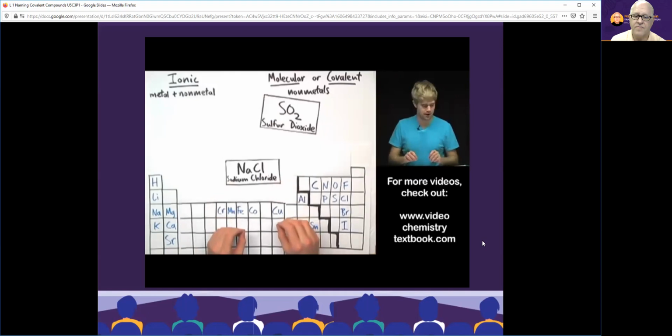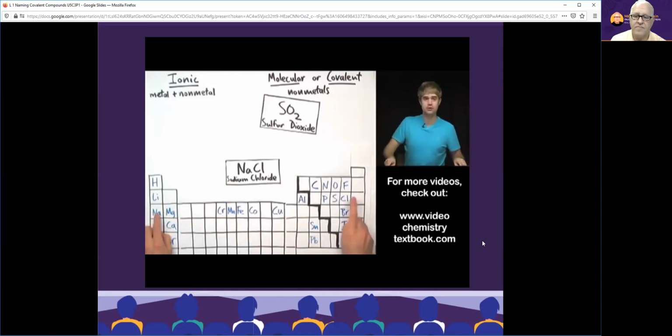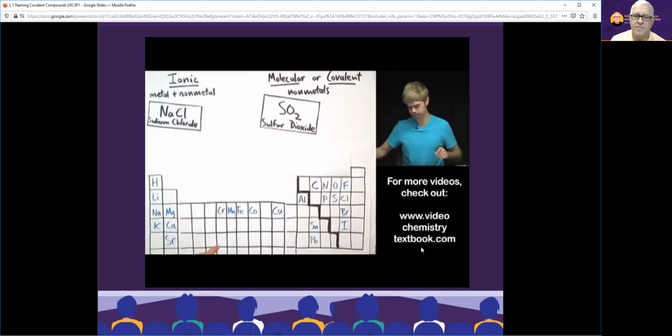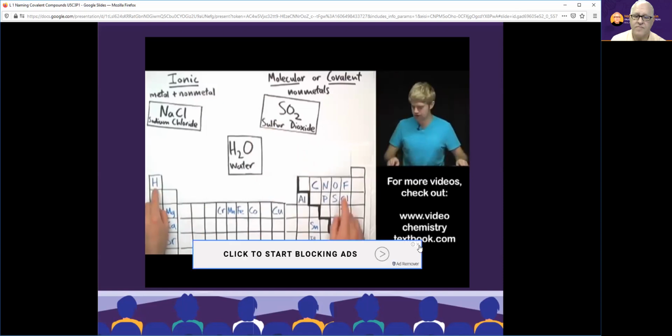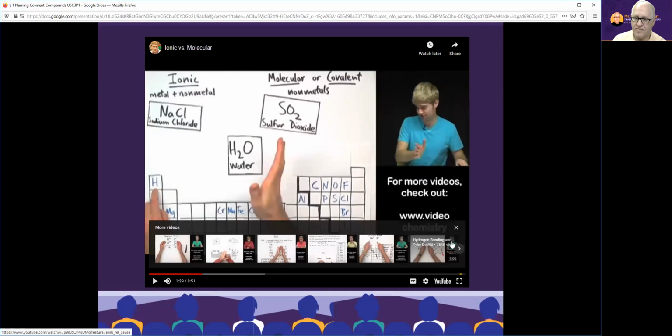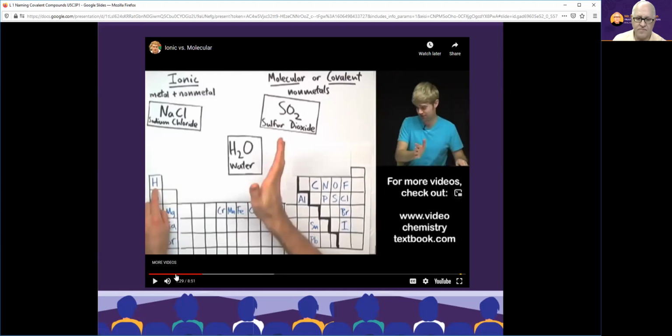Sodium chloride is made of sodium, a metal, and chlorine or chloride, which is a nonmetal. So sodium chloride is an ionic compound. All right, now H2O is made of hydrogen and oxygen. Now you might think that hydrogen is a metal because it's on this side of the periodic table. Fine, it's understandable if you do that.